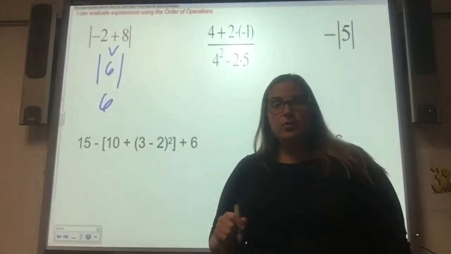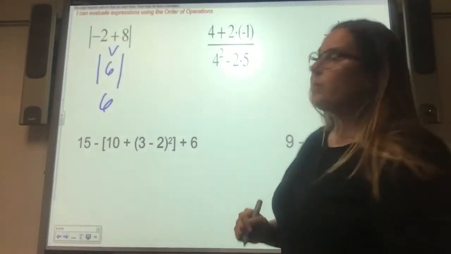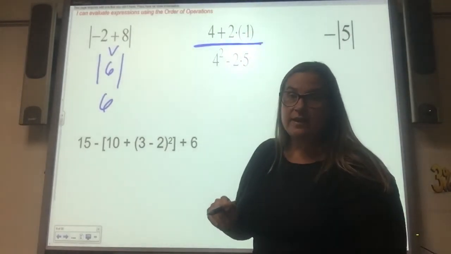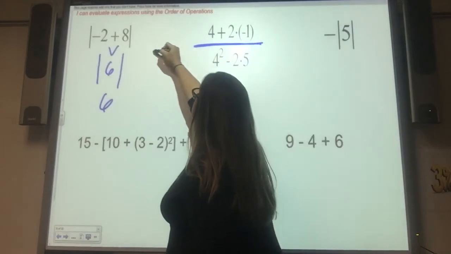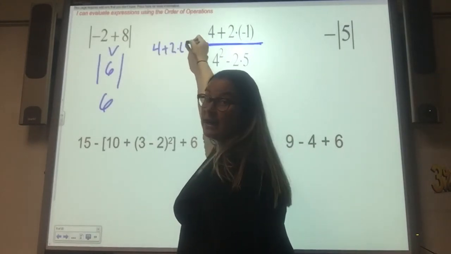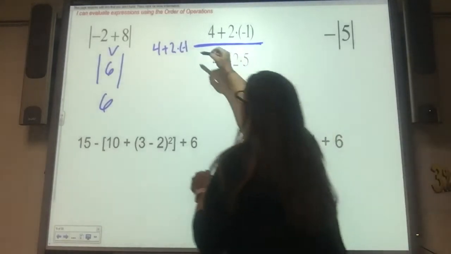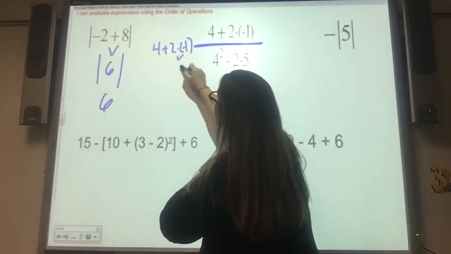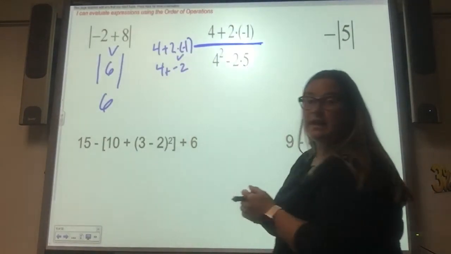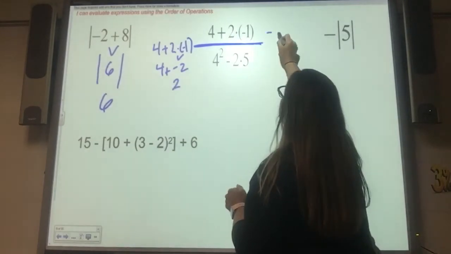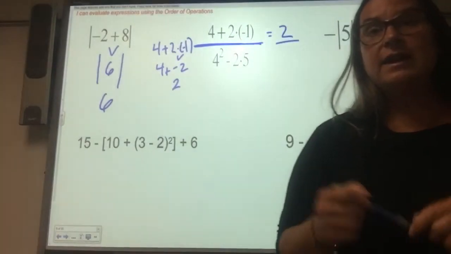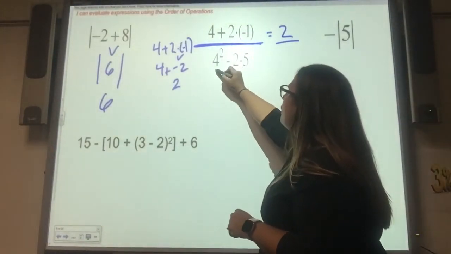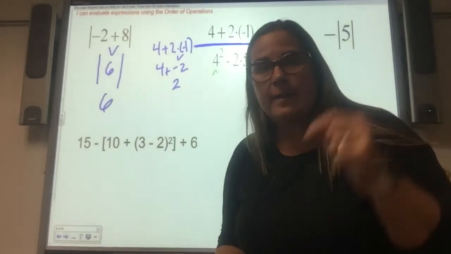The second one, we have a grouping symbol. It's called a fraction bar, and we're going to work on the numerator first, denominator second, and then simplify. So I've got 4 plus 2 times -1. So 2 times -1, we're going to do that first. That's -2. 4 plus -2 is 2. So my numerator is 2. Now what I want to do is work with my denominator. So 4 squared, that means 4 times 4.